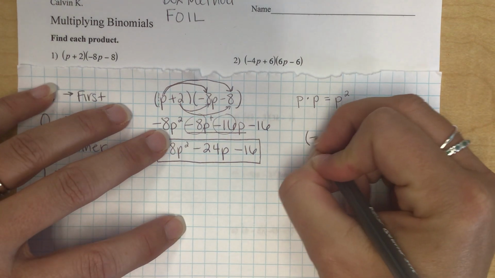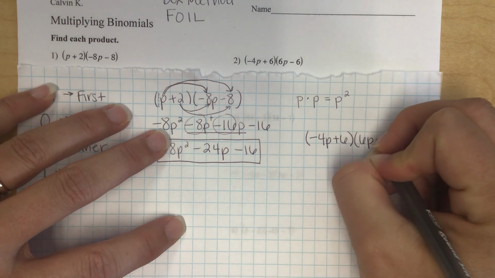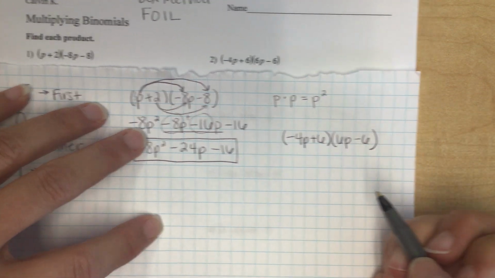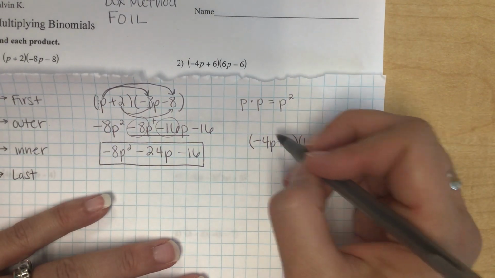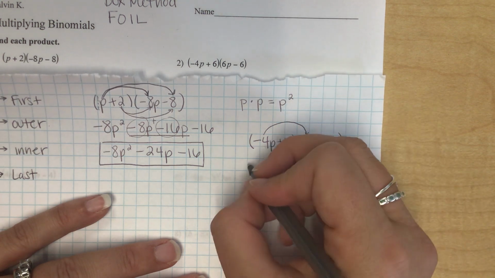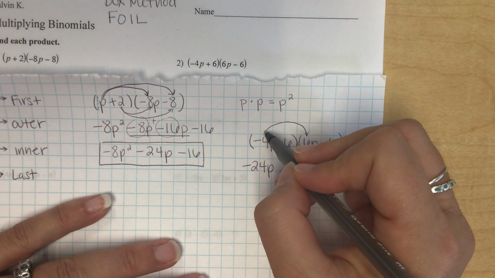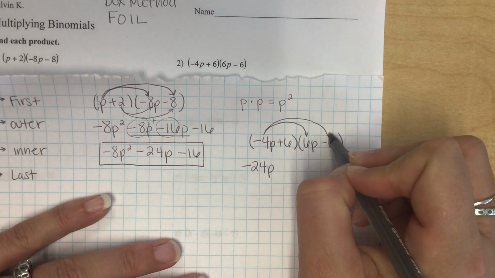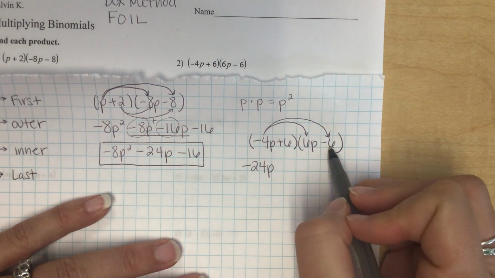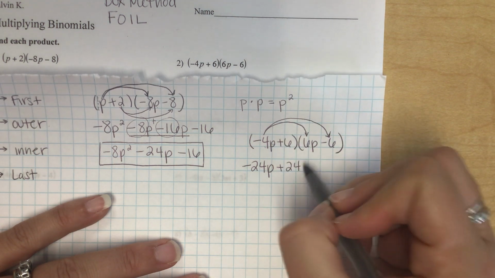All right, so we have negative 4P plus 6 times 6P minus 6. So we're going to start with our F, which is first. So first, so negative 4 times 6 gives me negative 24P. And then O for outer, so the outer 2. So negative 4 times negative 6 becomes a positive 24. And then I bring down this P.